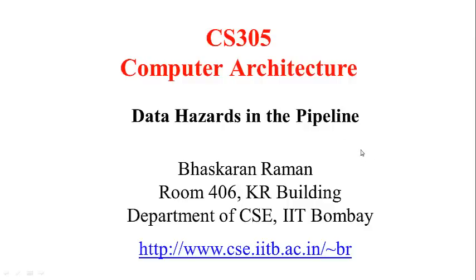We saw that pipelines can have three kinds of hazards: structural, data hazards, and control hazards. This video is about the second kind of hazards, that is data hazards, why these occur and what we can do to get around these hazards.